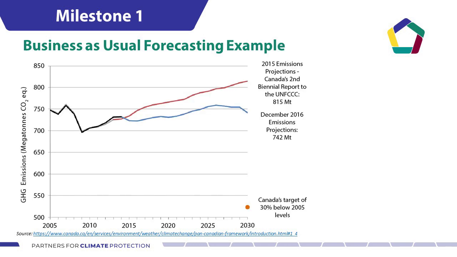So I just pulled this example to help illustrate what it looks like. This is a business as usual forecast for the country as a whole. The graph includes 2 lines showing projected emissions from 2005 up to 2030. The 2 lines represent 2 of the most recent projections. One line is projections based on data from December 2016, and the red line is what the 2015 numbers showed us. And I also included this graph because you can see the gap that exists between the projections and Canada's target for greenhouse gas emissions, which is 30% below 2005 levels, shown in the orange dots.